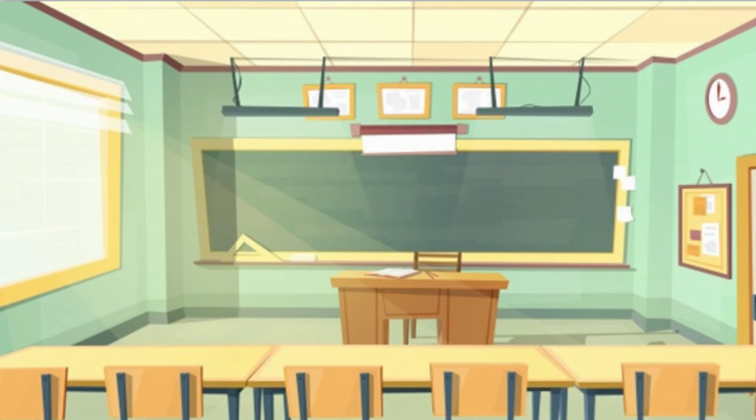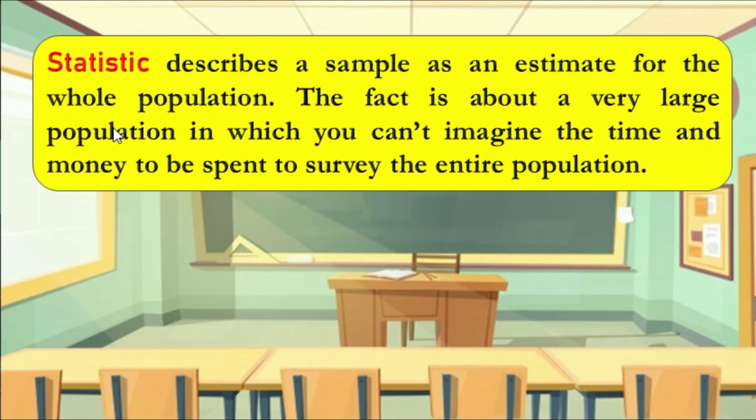What is the difference between parameter and statistic? When you say statistic, it describes a sample as an estimate for the whole population. The fact is about a very large population in which you can't imagine the time and money to be spent to survey the entire population. So, in statistic, if your entire population is too large, you need to get a sample from it in gathering the data that you want to consider.